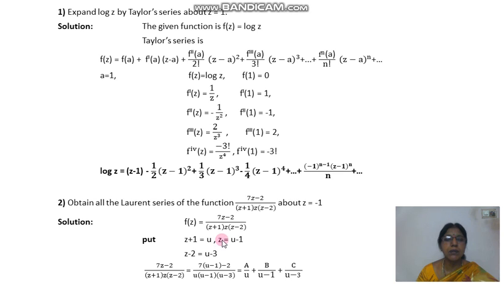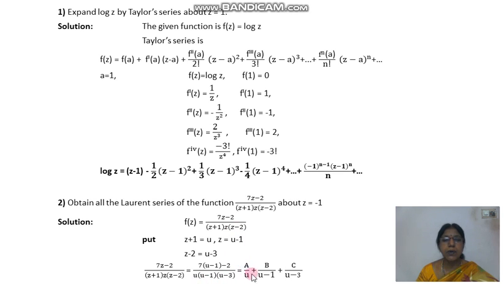Z minus 2. Subtracting 2 on both sides, z minus 2 is u minus 3. Now this f of z can be written as 7 into, in place of z, substitute u minus 1, minus 2, by next z plus 1 is u, and z is equal to u minus 1, z minus 2 is u minus 3. Make it into partial fractions.